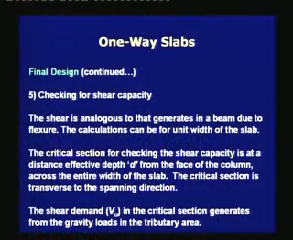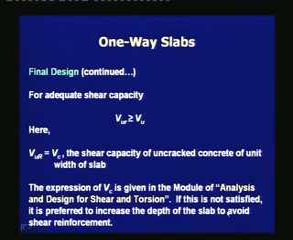Thus, for one-way slabs, the checking for shear is similar to beams, where the critical section is considered to be at a distance effective depth from the face of the support, and the critical section is perpendicular to the spanning direction. The shear demand Vu in the critical section generates from the gravity loads in the tributary area. That means once we know the tributary area for the slab, we can calculate what is the shear demand that comes in the critical section.